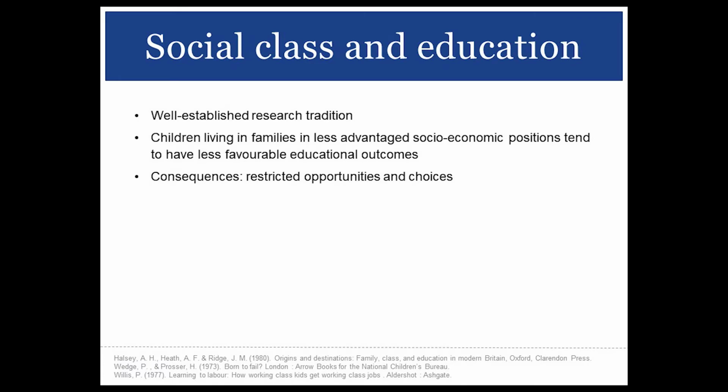To provide a little bit of context, examining parental social class and school outcomes is an area of long-standing sociological inquiry. Since the post-war period in Britain, we've seen really whole-scale changes in the education system: changes to the structure and organisation of schools, to the curricula, to grading structures, the assessments young people take, and the types of qualifications. Yet research consistently finds that children living in families in less advantaged socioeconomic positions tend to also have less favourable educational outcomes than their more advantaged peers.